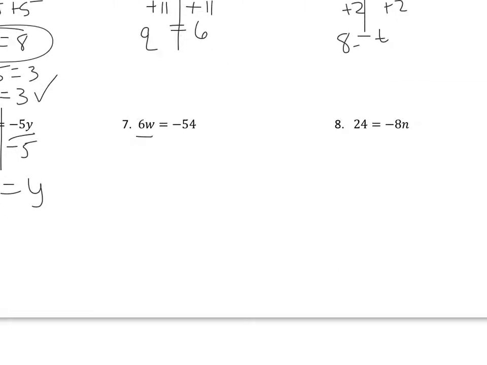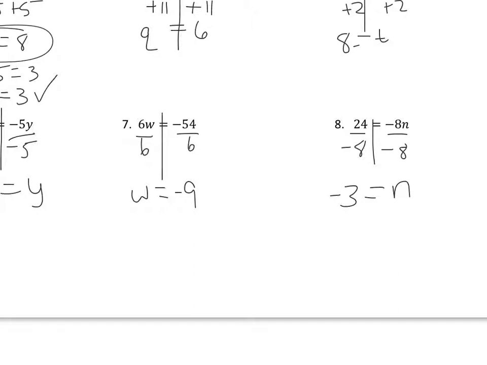Now here you have 6 divided by 6, so you get W equals negative 9, because a negative divided by a positive is negative. And then here it's going to be the opposite. You have a negative 8, but what I mean by opposite is this is a negative divided by a positive. This one is a positive divided by a negative. So you're going to get n equals negative 3. Okay? And remember, plug them back in to check.